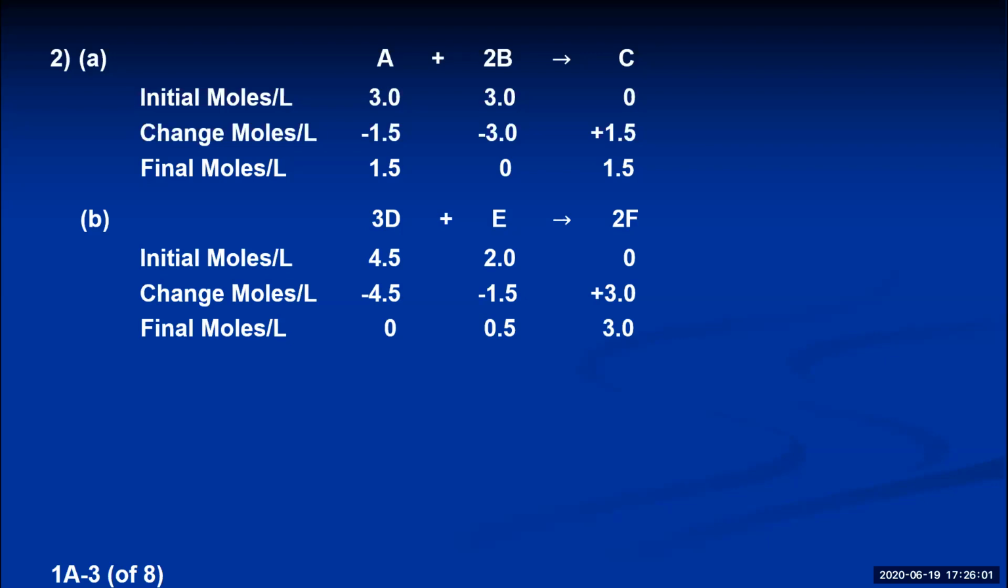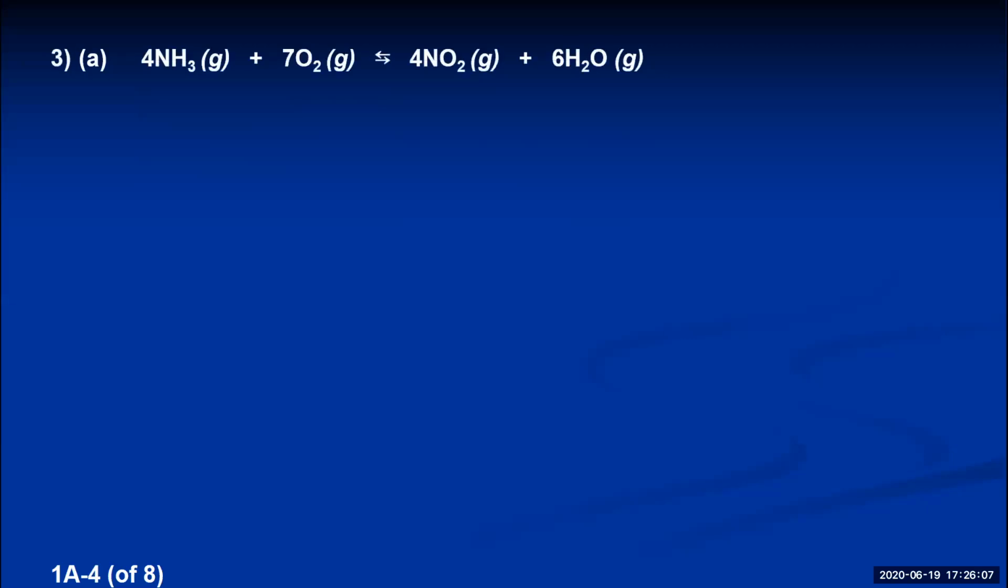Question number 3, write the correct equilibrium constant expressions for the following reactions. Equilibrium constant expressions are the concentrations of the products, each raised to their coefficient as a power, divided by the concentrations of the reactants, each raised to their coefficient as a power.